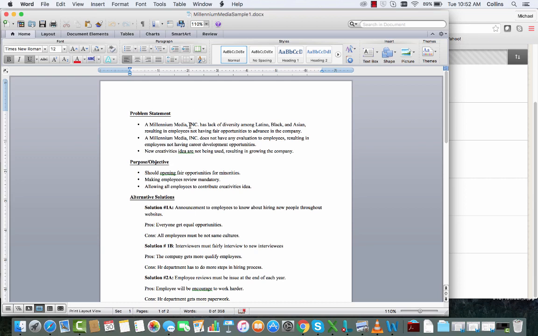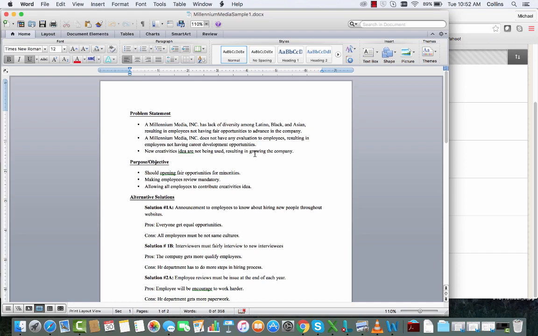Millennium Media Inc. We also have Inc. in caps. Not necessary. "Has a lack of diversity among Latino, Black, and Asian." Asian should be plural. "Resulting in employees not having fair opportunities to advance in the company." Okay. That is conjecture. We don't know that for sure. There's no plurals here. "Millennium Media doesn't have any evaluation employee." It's poorly written.